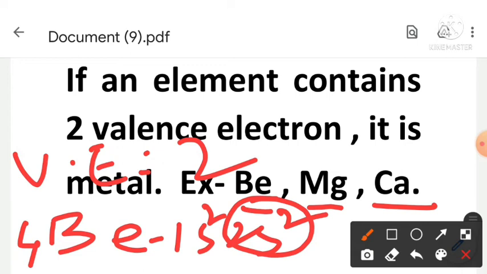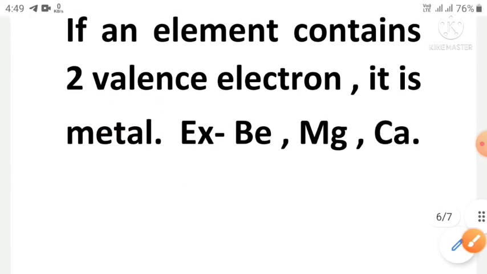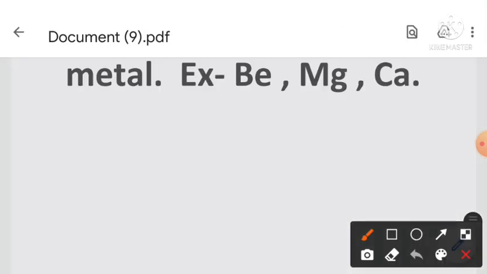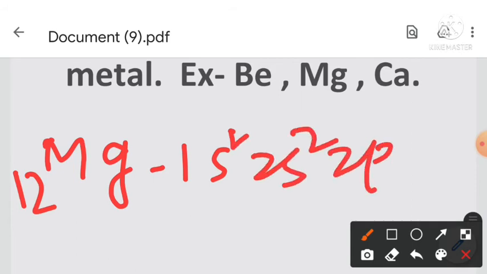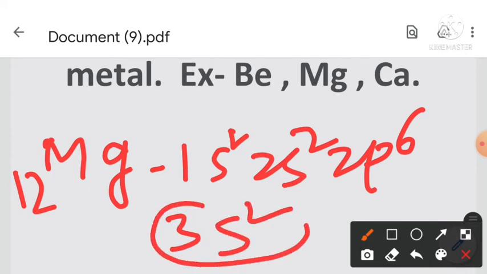Now next we see magnesium. We know that Z of magnesium is 12. So we write electronic configuration 1s2, 2s2, 2p6 and 3s2. The outermost shell is 3s2. So the number of electrons present in this valence shell is 2. So valence electron is 2. So it is said to be a metal.